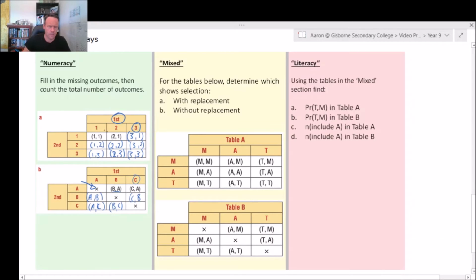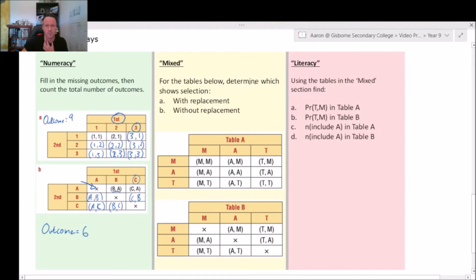Alrighty, so the total number of outcomes for this first one equals 9, 3 by 3. The total number of outcomes for the bottom one, it's called without replacement, when a previous outcome is not able to be replaced. So we consider that 3 and 2, so we've got 6.